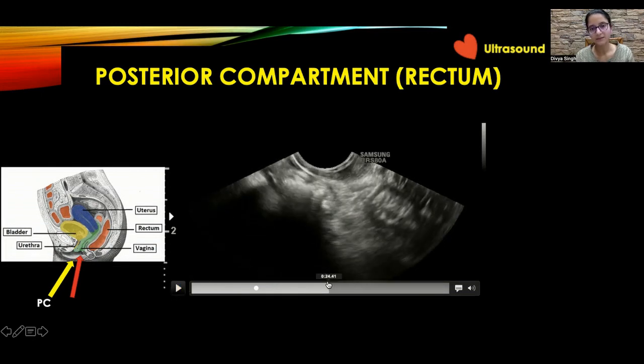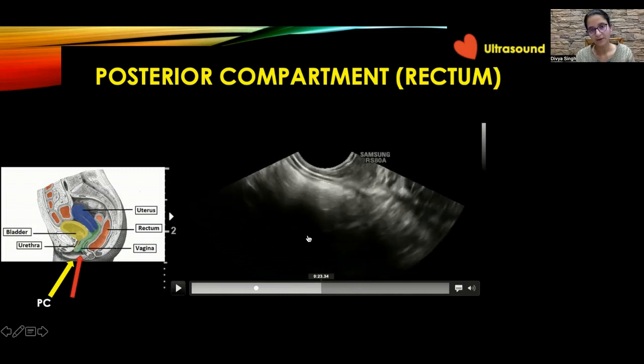Now, if you see here, what happened? You see this hypoechoic line, but this echogenic content that you see here behind this thin hypoechoic muscularis propria is nothing but air in the lumen of the rectum. Why I say this is air is because it is casting distal shadowing. The shadowing is so dense that it is obscuring the posterior rectal wall.